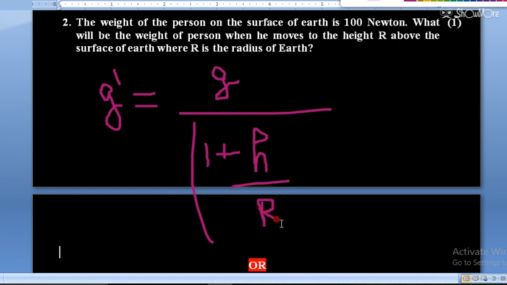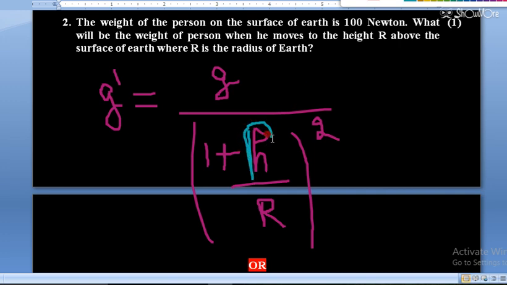I always say don't use the binomial expansion, because sometimes h is approximately equal to r or nearby equal to r. In those cases your answer will be wrong if you use the binomial expansion formula. Some students have used the binomial expansion formula, so their answer is not exactly right. So g dash is equal to g by (1 plus h by r) whole square. This is the formula. Put h equal to r.